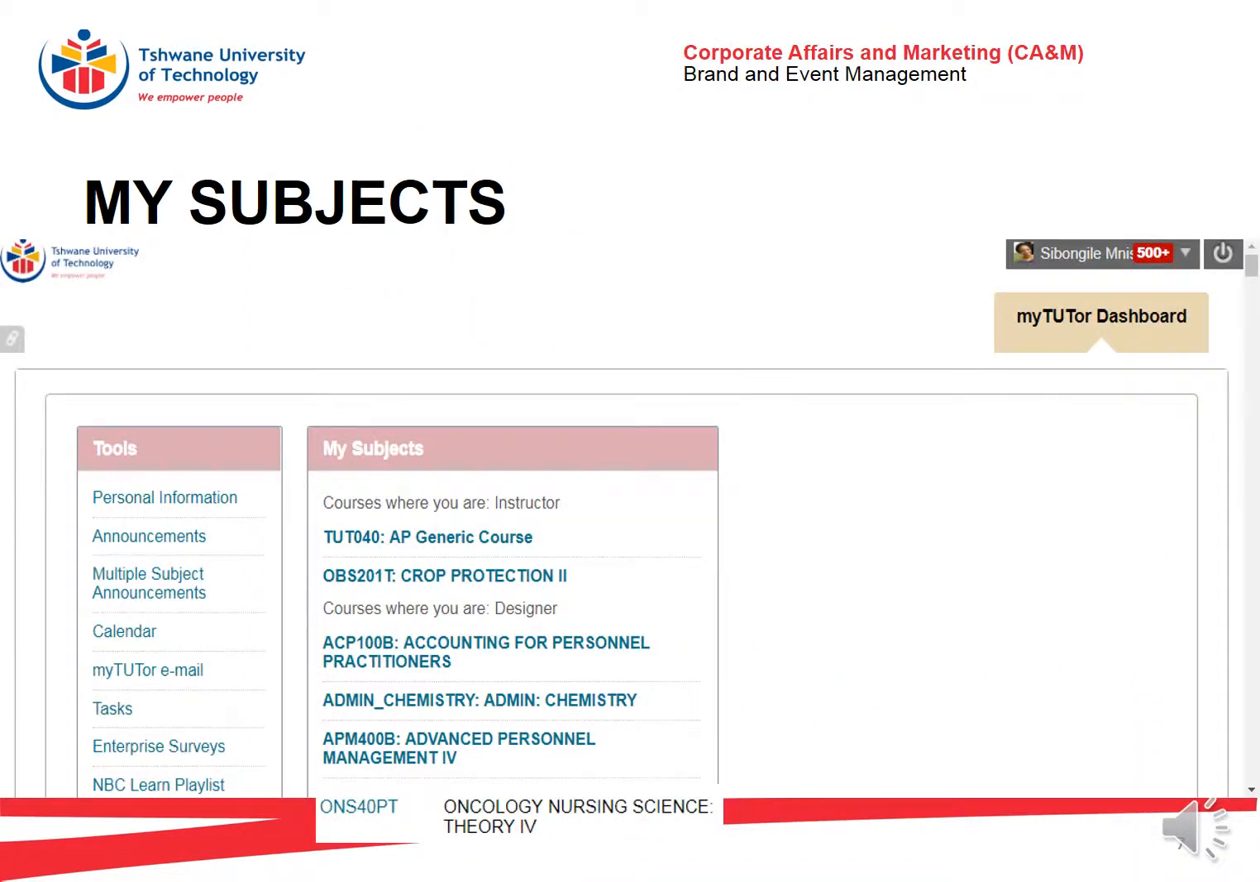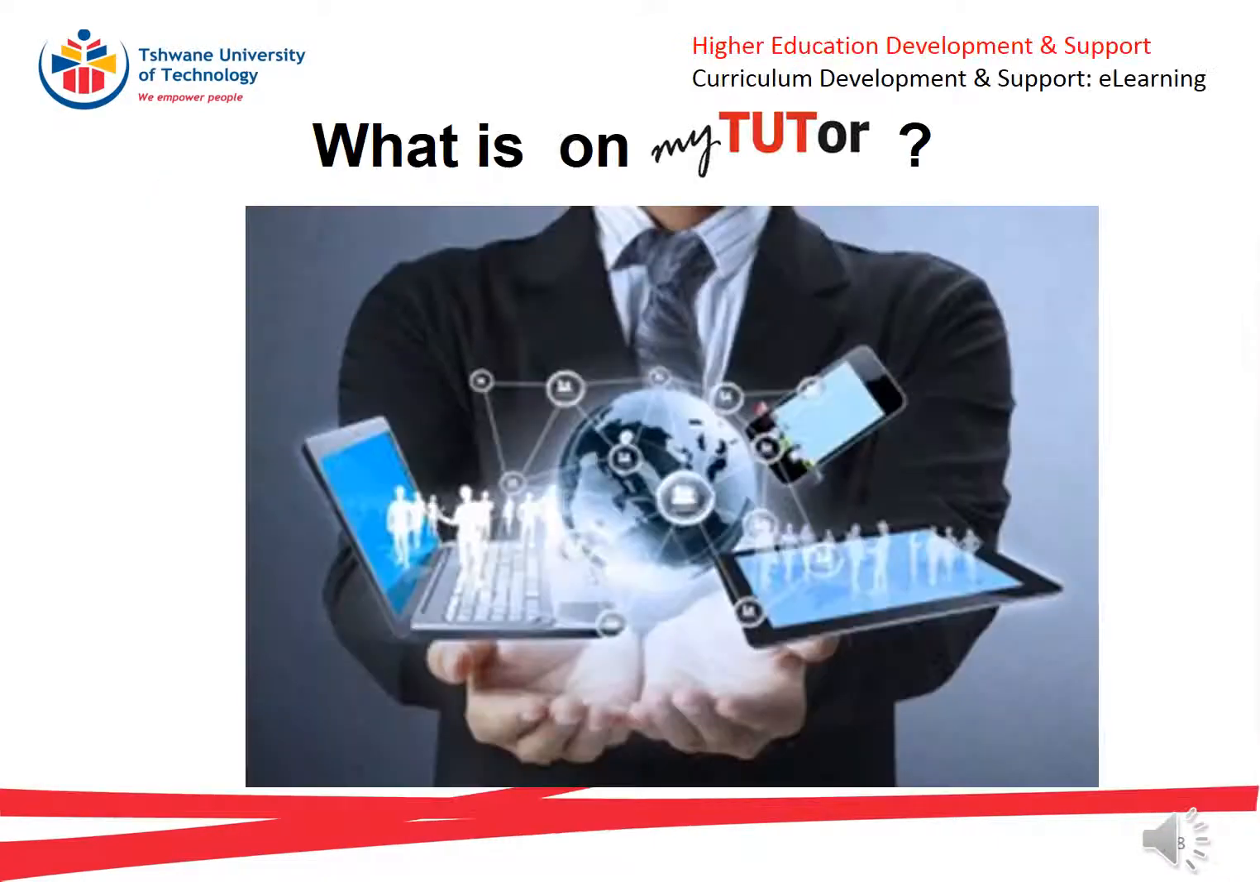After you have clicked on login, the system will open the list of subjects you are registered for. On the list of subjects, you have to select the subject that you want to access. In this case, we're going to access ONS 40PT, Oncology Nursing Science Theory 4. After you have selected the subject, we want to know what is on myTUTor. This is where we're going to expose you to different tools that are available in your course.